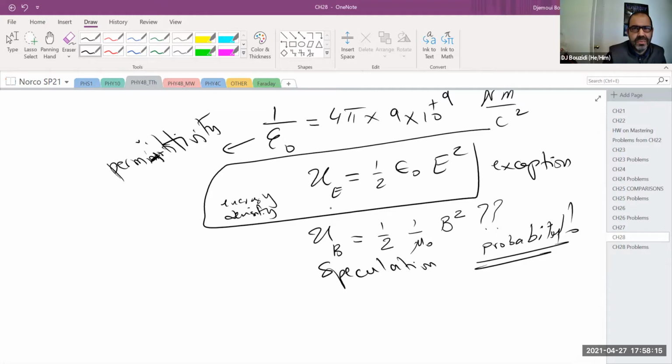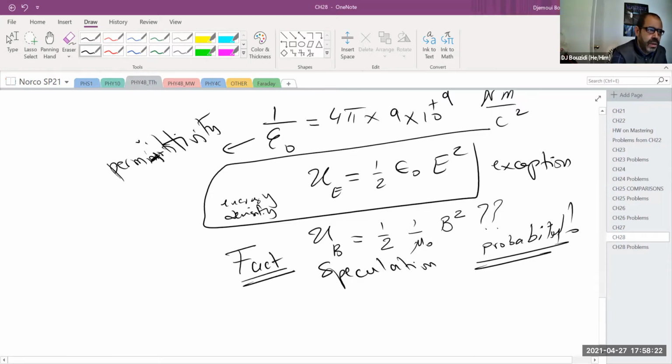Obviously, the reason why I'm saying that is because actually this is a fact, and we're going to prove it down the road. This is not a speculation, it's a fact. And I want you guys to hold me to this fact down the road to show that the energy density for the magnetic field is that expression.